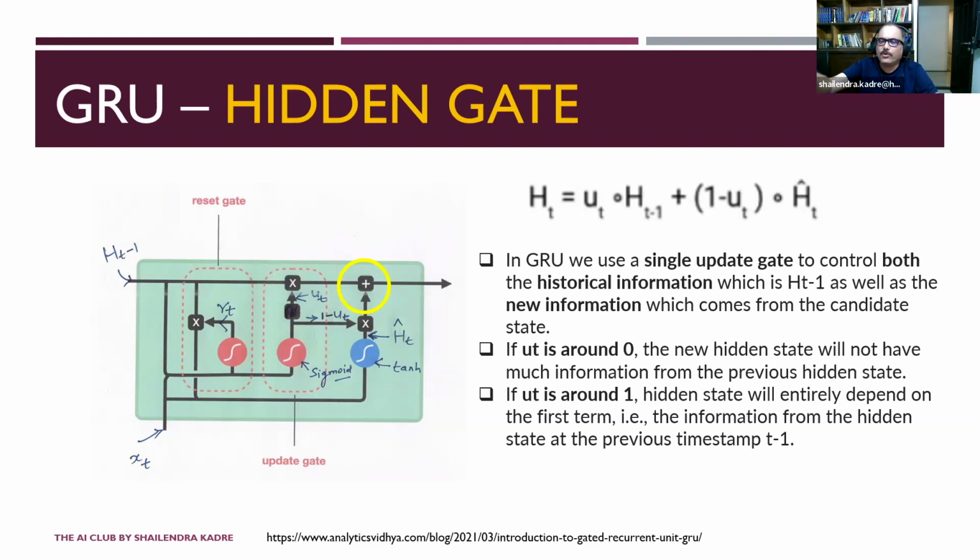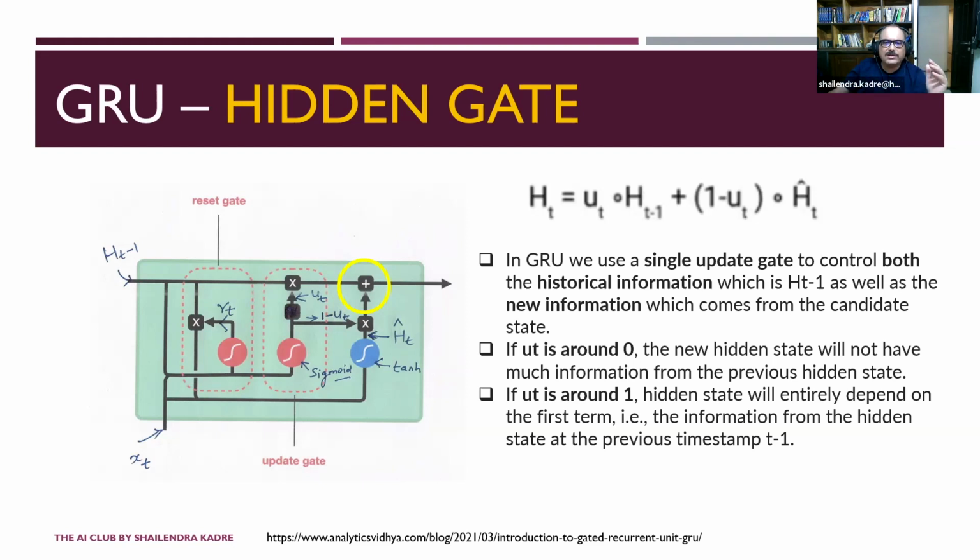And take the reverse now. Put UT equal to 1. Then the right hand side will be 0. That means nothing of the new input will be considered. Only the old information coming from the previous time step will be considered. So it is controlling both historical information, which is HT minus 1, and new information, which is HT cap. It controls both with the help of UT. Either UT can be 0 or 1, or in between.